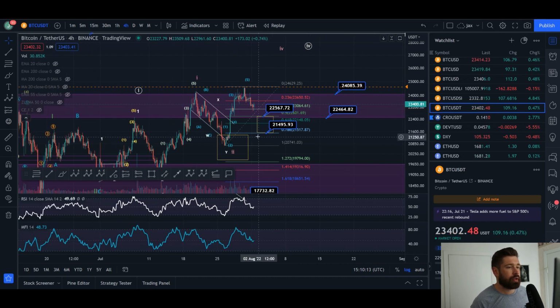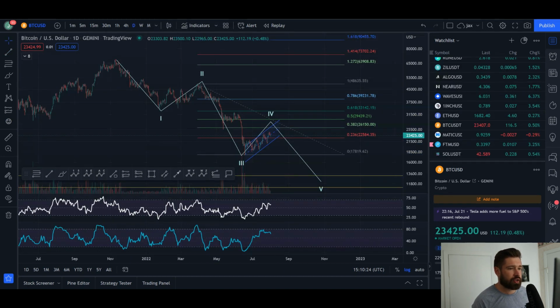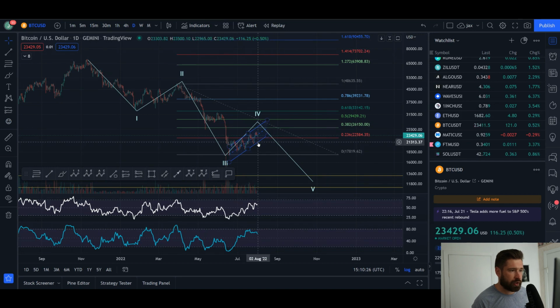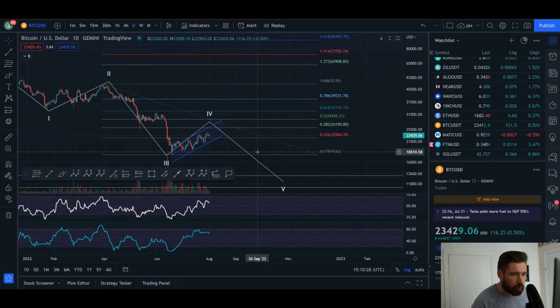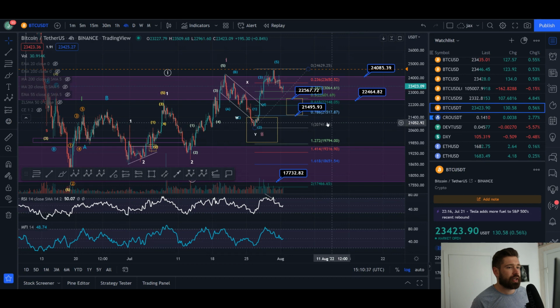Now, if we do come all the way down to 21.4, it also lines up with an ascending support line, which is what we've been watching here on the channel. So as you can see, about 21.4 is the ascending support line of this ascending channel. And that lines up here with the 0.786.